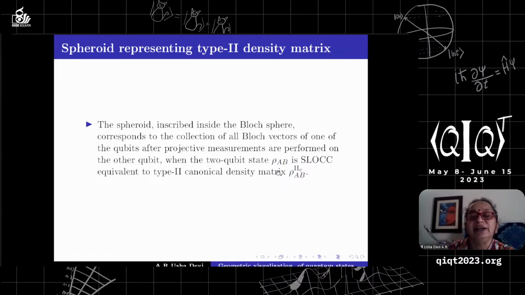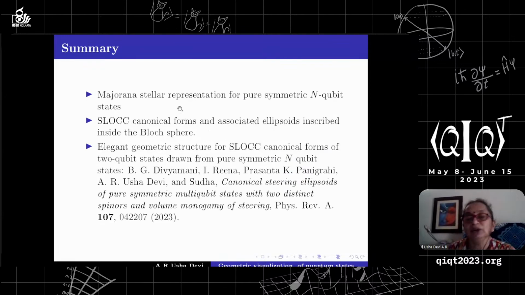So with this, I have reached the end of the story. We talked about the Majorana stellar representation for pure symmetric N-qubit states, and SLOCC canonical forms and associated ellipsoids and spheroids, only two structures here. So they are inside the Bloch sphere. We have also worked out how to calculate, let us say, concurrence, and how the volume of these spheroids is related to monogamy and other aspects.